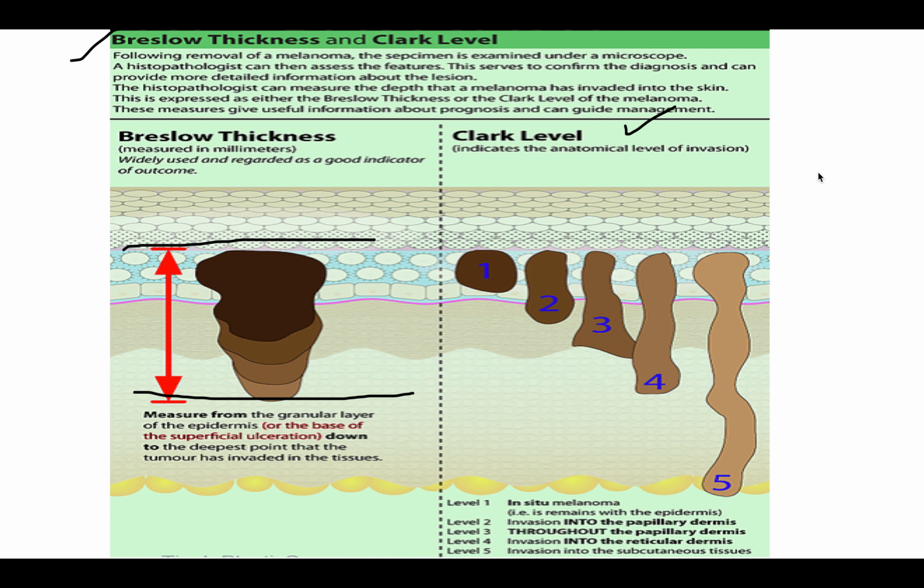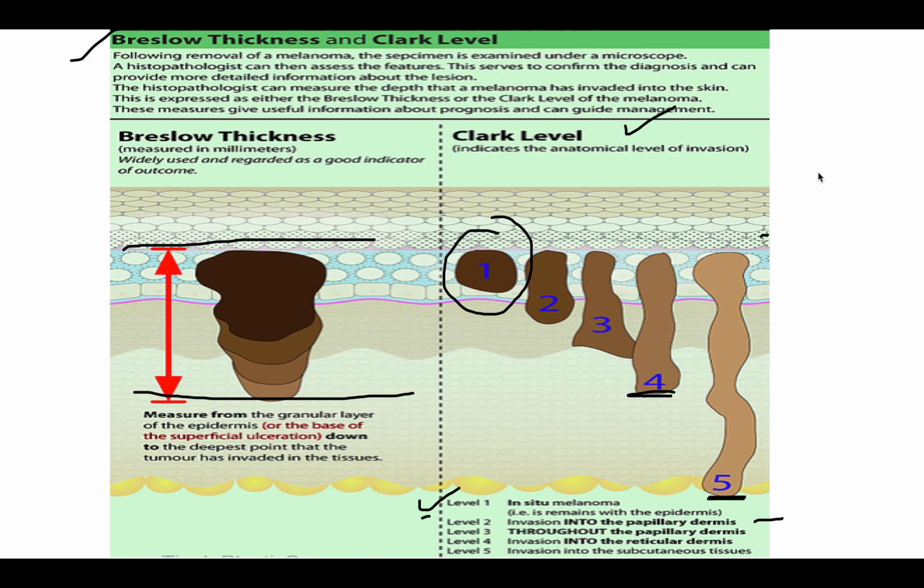Here a specific classification is there. If the melanoma is present only in the epidermis, it is known as level 1. If this goes into just the superficial dermis, that is the papillary dermis, that is level 2. Then level 3 is if it is present throughout the papillary dermis. Then level 4 is if it goes into reticular dermis. And level 5 is if it goes into subcutaneous tissue.